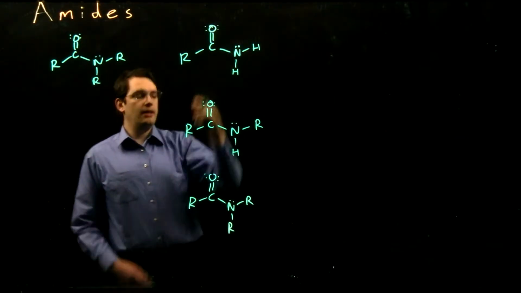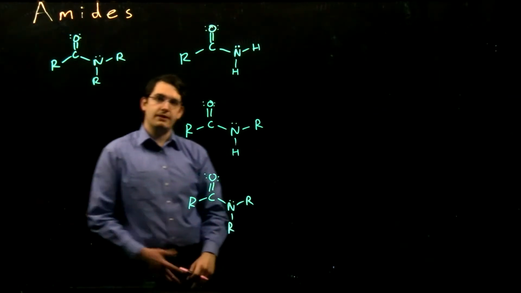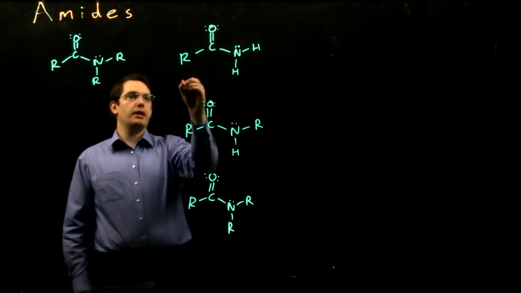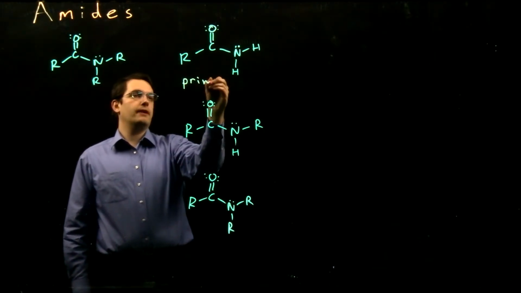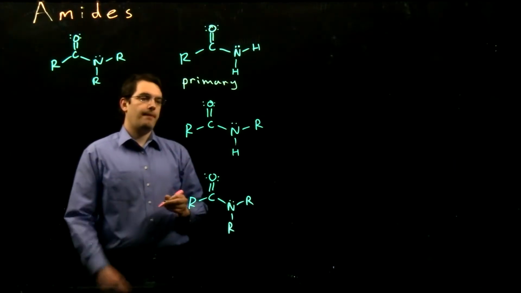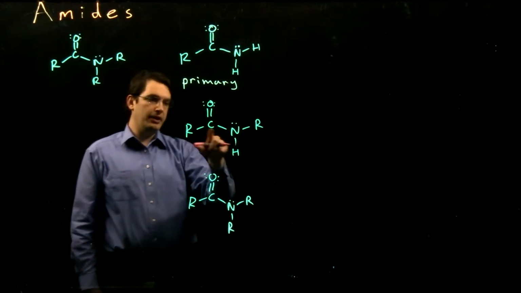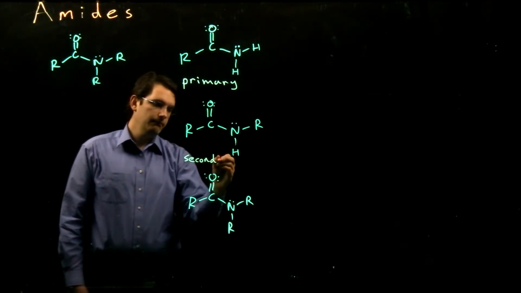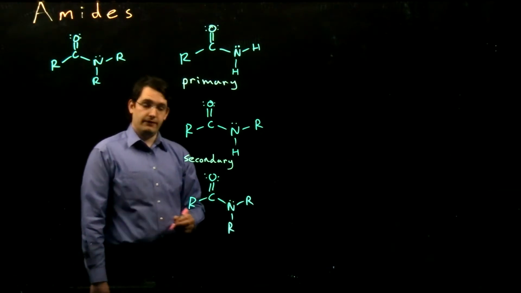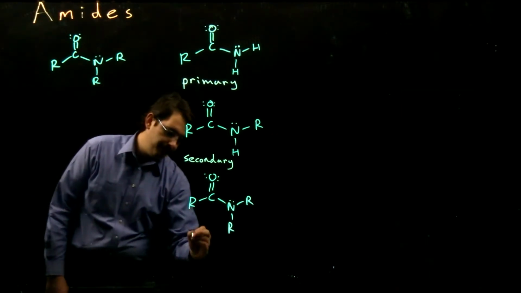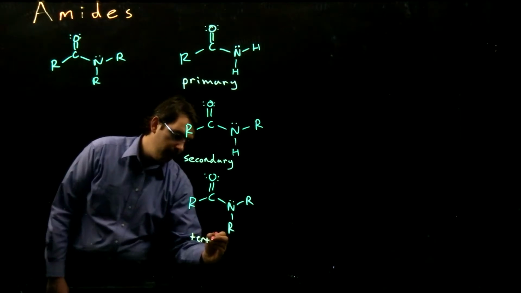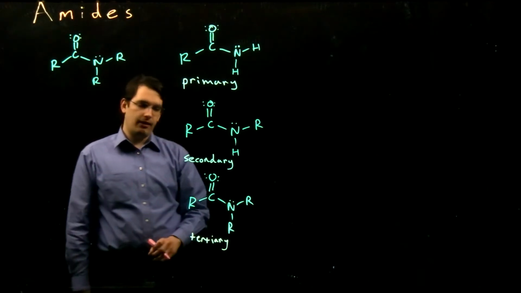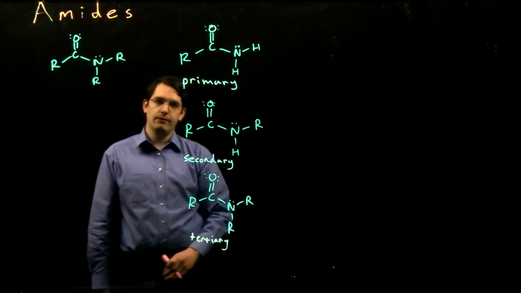Now what we see here is three different substitution states for our nitrogen. So in this case, with only one carbon to our nitrogen of our amide, we refer to this as a primary amide. Here we have a secondary amide with our nitrogen attached to two different carbons. And of course, our final state is a tertiary amide, where our nitrogen is connected to three different carbons, our carbonyl carbon and then two different carbon chains.